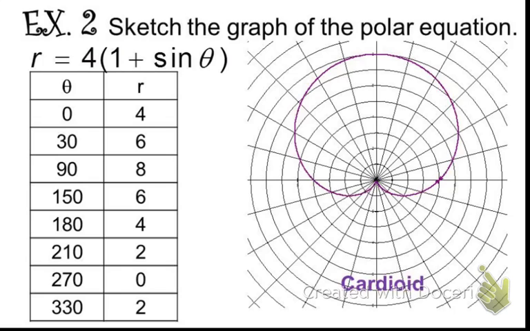Okay, so when this is finished graphing or you've connected all of your dots, you're going to see that this is the graph of a cardioid. Notice that it comes to a point somewhere on the graph. It dips in and comes to a point. That's what makes it a cardioid.